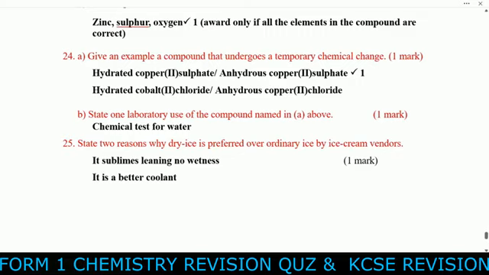Next, number 25 and the last, state 2 reasons why dry ice is preferred over ordinary ice by ice cream vendors. Why do they prefer dry ice over ordinary ice? That one, it sublimes, leaving no wetness. Then it is a better coolant.